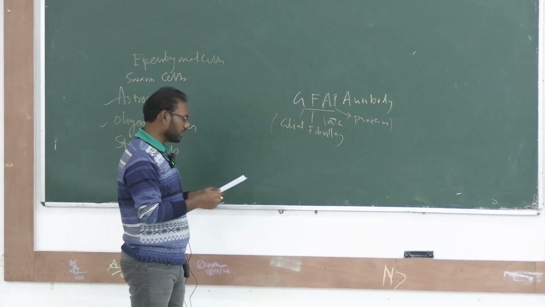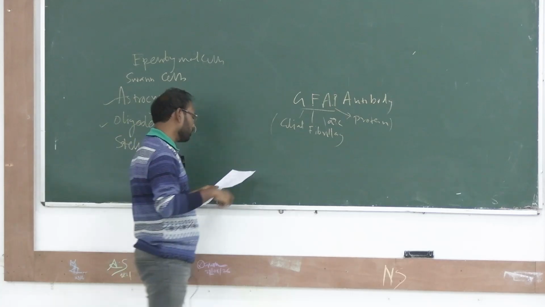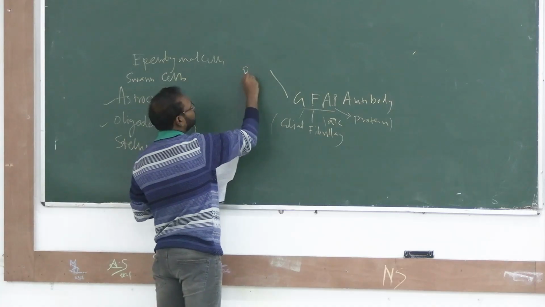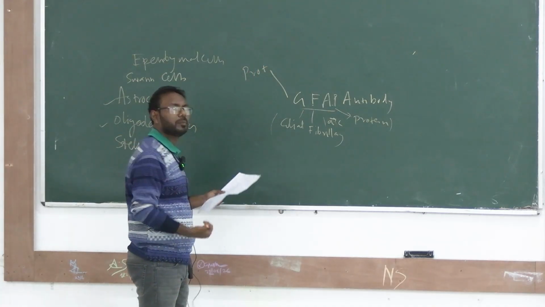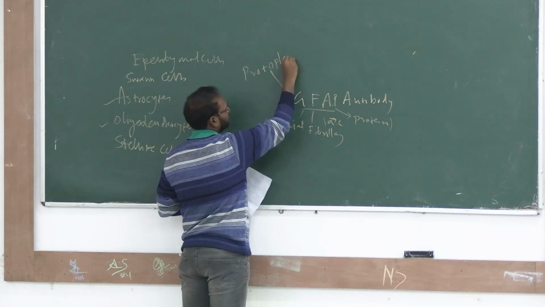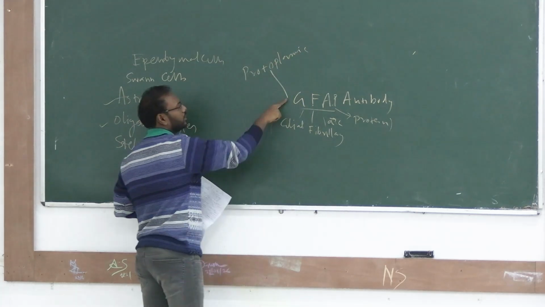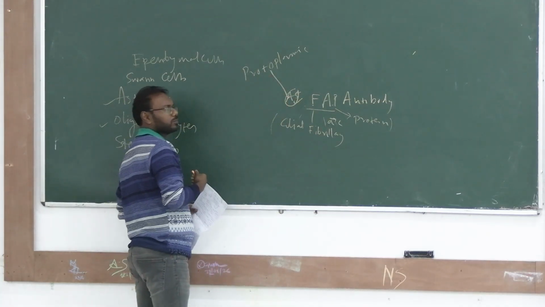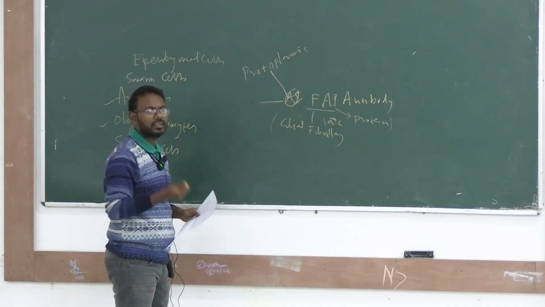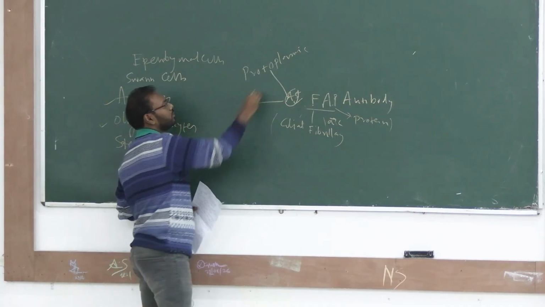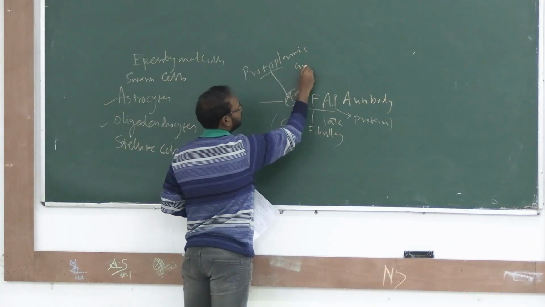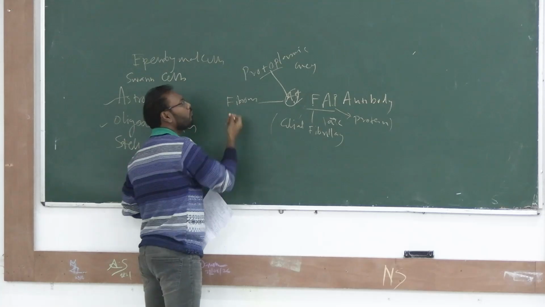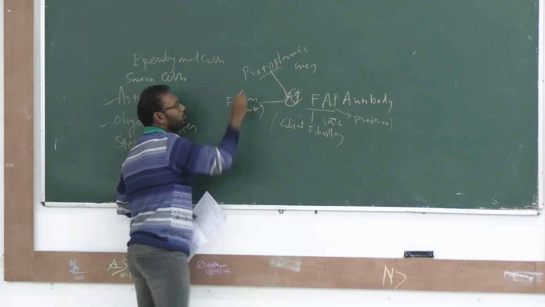Now these astrocytes are again of two types, one is protoplasmic and the next is fibrous. The protoplasmic astrocytes are present in your gray matter. So astrocytes are of two types, protoplasmic astrocytes and fibrous astrocytes. Where is this found? Gray matter. And the fibrous astrocytes are found in the remaining one, white matter. So protoplasmic are found in gray matter, fibrous are found in white matter.